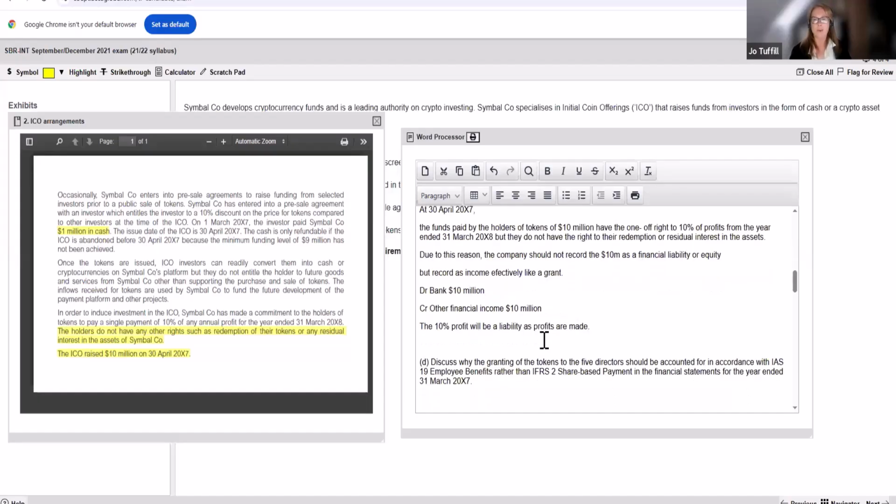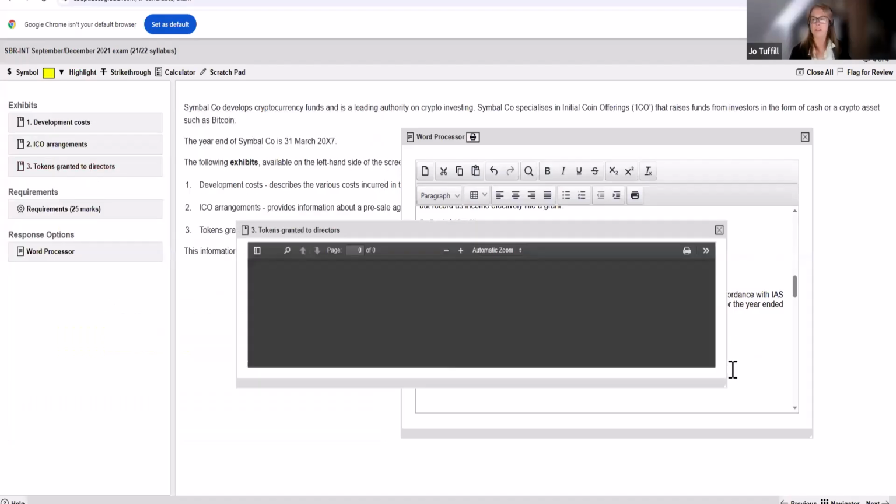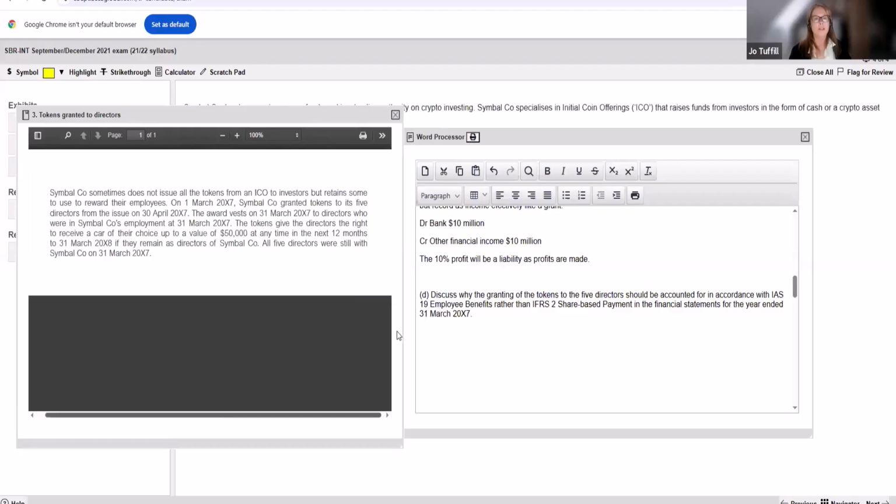So let's look at the final one, which is D. We'll pull up tokens granted to directors. So let's read it. Discuss why the granting of tokens to the 5 directors should be accounted for with IAS 19 employee benefits. Now, employee benefits are not just about pensions. Don't fall into that trap. It's about salaries, holiday pay, non-cash benefits like cars, bonuses. And it's also long-term benefits. It's also about termination benefits and redundancy benefits, obviously. So it's all about employee benefits, but don't just think about it being pensions.